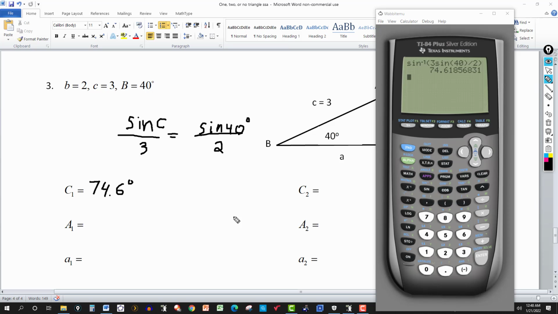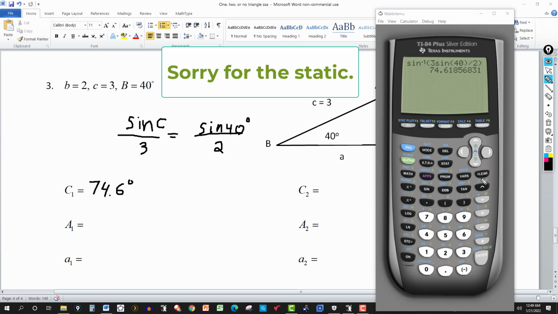In the discussions from the earlier video, we said that if you compute the sine of an acute angle, let's say sine of theta is equal to some number, then sine of 180 minus theta is also equal to that number. So what you do is subtract 74.6 from 180. So 180 minus 74.6. And we get 105.4.